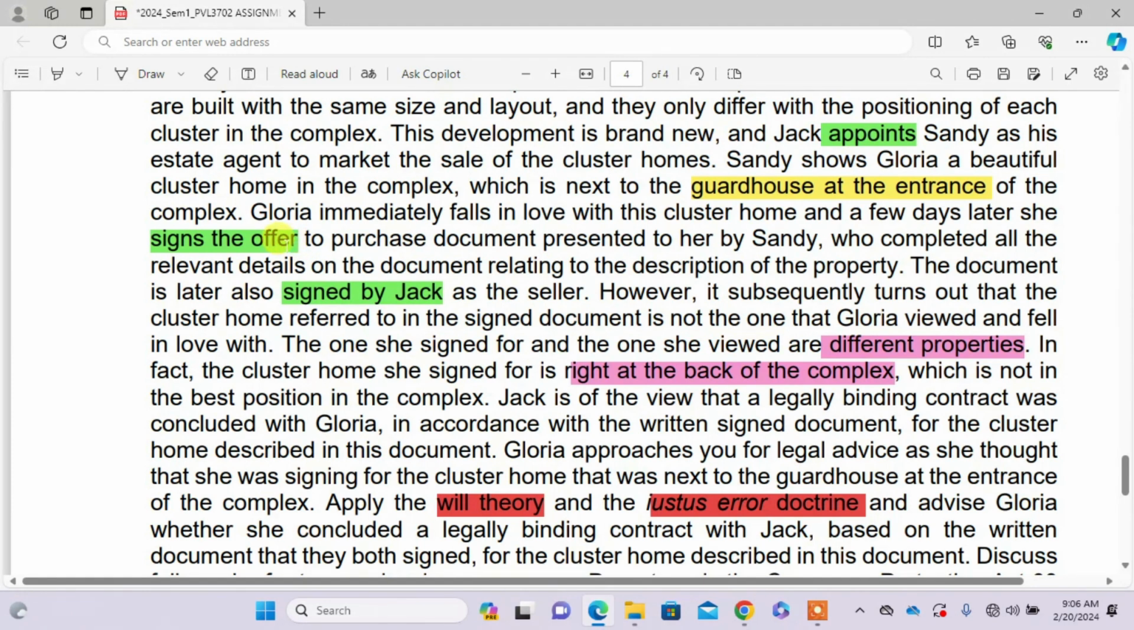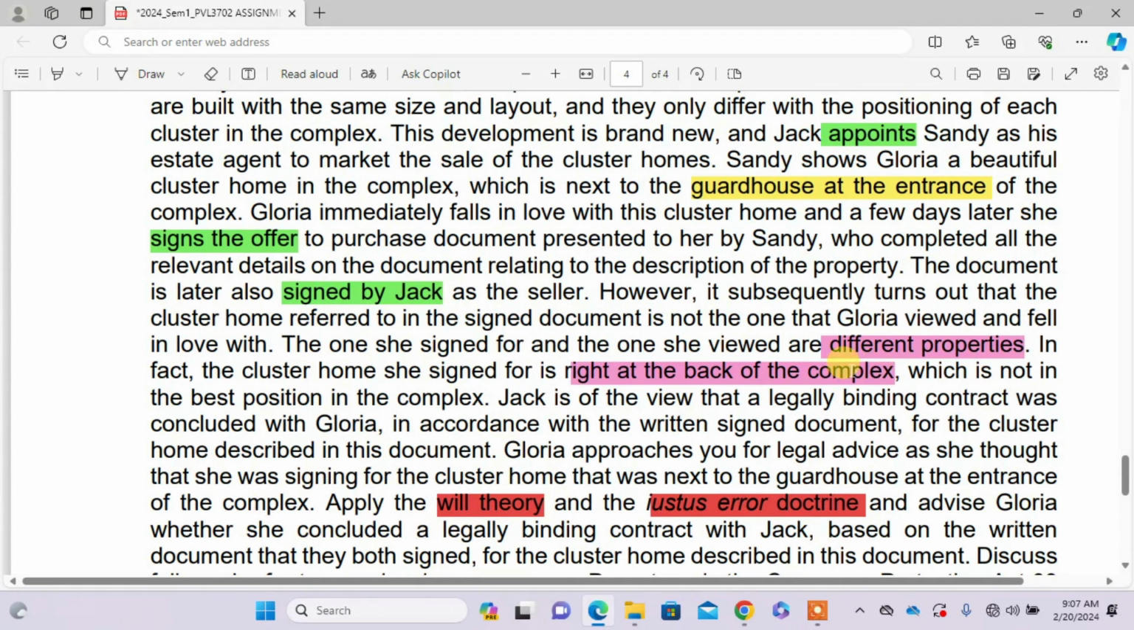Gloria is looking for a cluster home, and Jack is selling a cluster home. They have the same mind. Now, the problem is that Gloria is looking for a cluster home which is next to the guardhouse at the entrance, and Jack is selling a different property, which is at the right back of the complex. It means that their minds are not meeting on all the material aspects of the agreement. Let me repeat: the minds of these two parties are not meeting on the material aspects of the agreement.